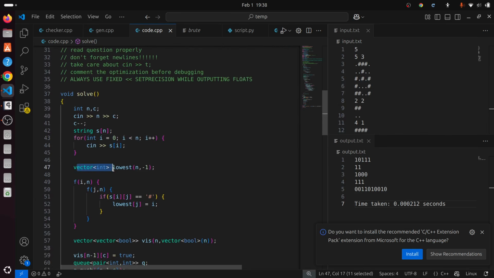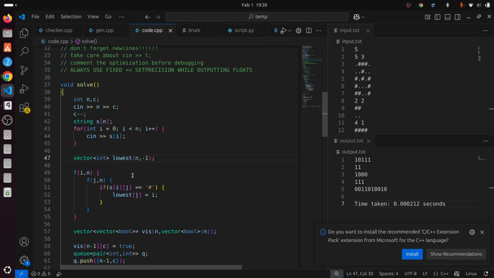And then also I'll pre-compute the lowest wall for each column. Whenever I encounter a wall, I want to check if it is the lowest, right? If it is the lowest, then I will go into it, right? So for that I will need to know which wall is the lowest. So I will pre-compute that: for i equal to 0 to n minus 1, for j equal to 0 to n minus 1, if s of i j equals hash, then lowest of j equals i.